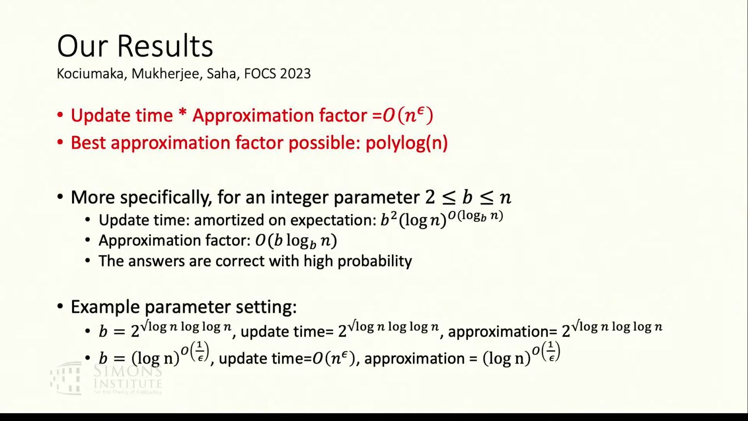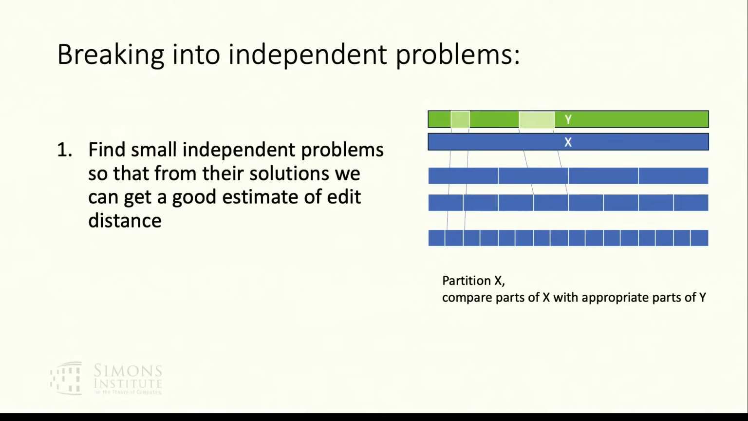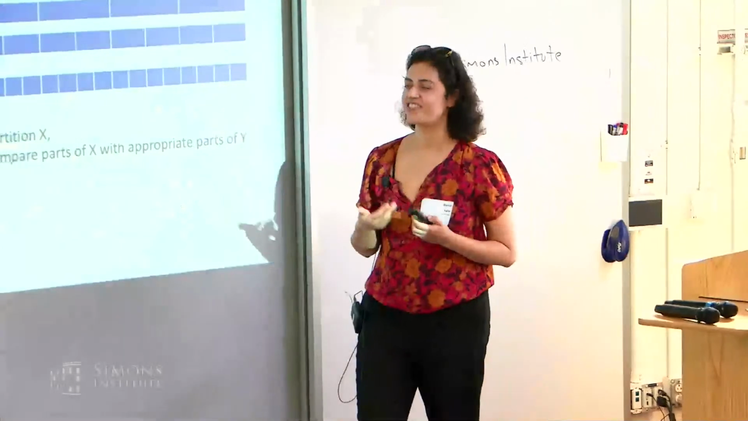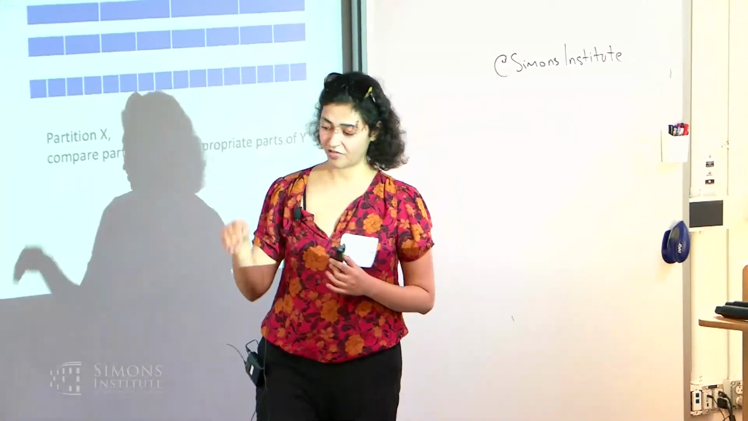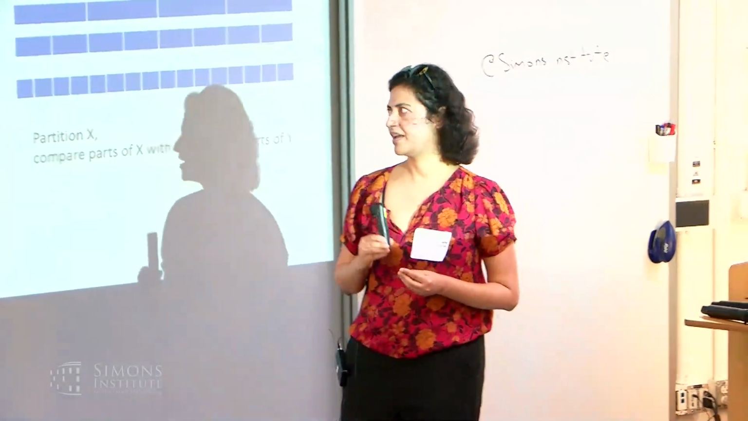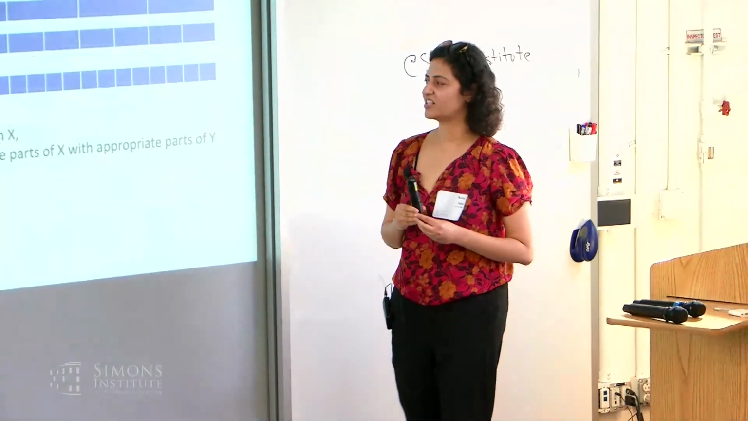Any question so far? The problem definition and the model are okay, right? Now I will tell you some of the high-level ideas about how you get to n to the epsilon update time with polylog approximation.